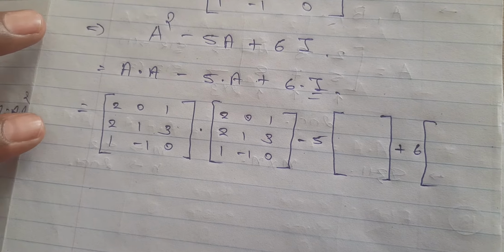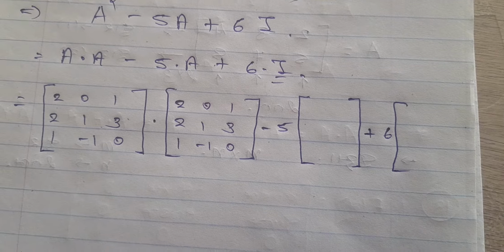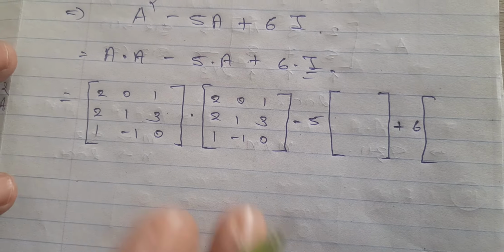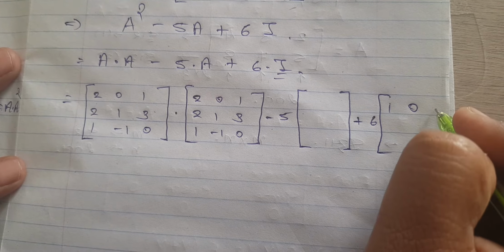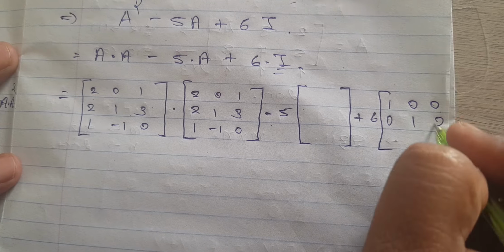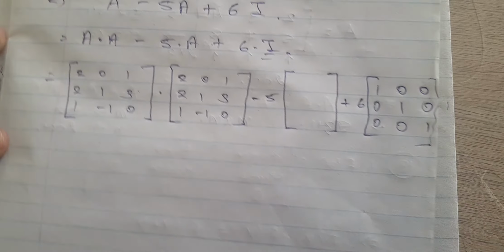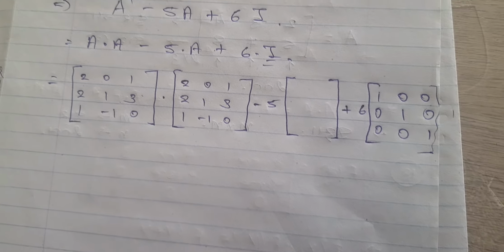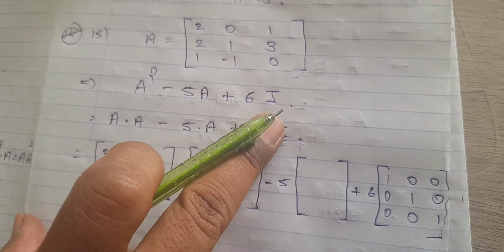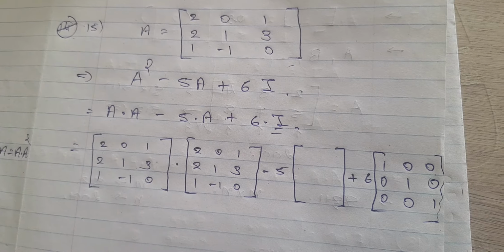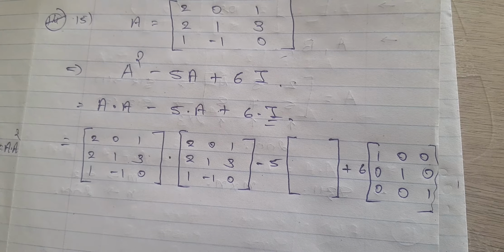See, 6 into I means I is an identity element for multiplication, and I will be what we write. So say 1 0 0, 0 1 0, 0 0 1. Is that clear? So here, whenever your question matrix is given 2 by 2, this I you have to use as an identity matrix of 2 by 2, means 1 0 0 1.